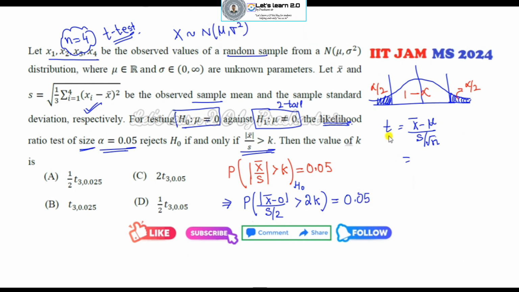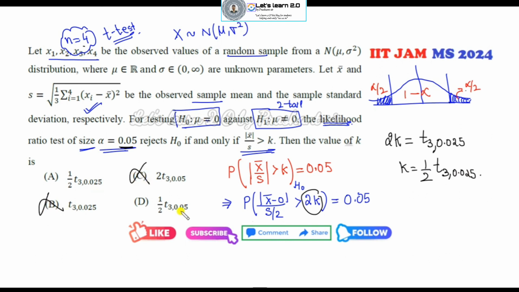So what does it mean? Let me clear here. Because it's a two-tail, this number 2k will be t with degrees of freedom 3 and alpha by 2. So alpha by 2 means 0.025. What is the value of k? Half t raised to power 3, 0.025. So k is equal to half t of 3, 0.025. This cancels, this cancels. This is my alpha, but it is alpha by 2. This is the right answer of this.